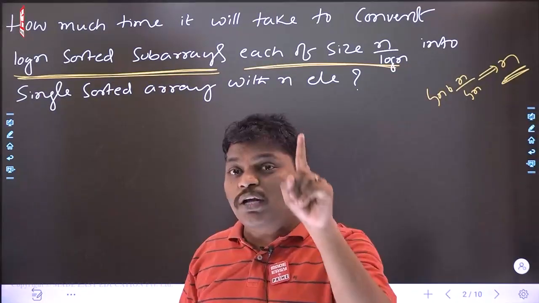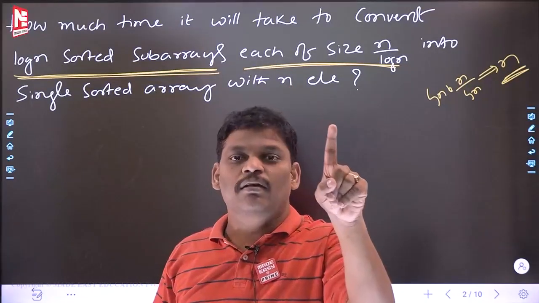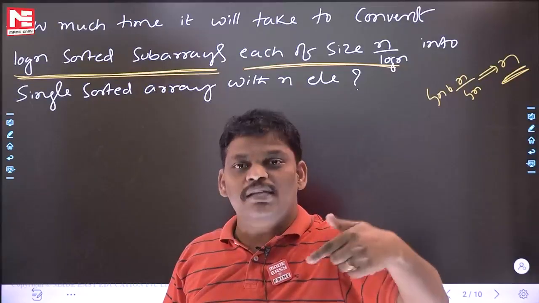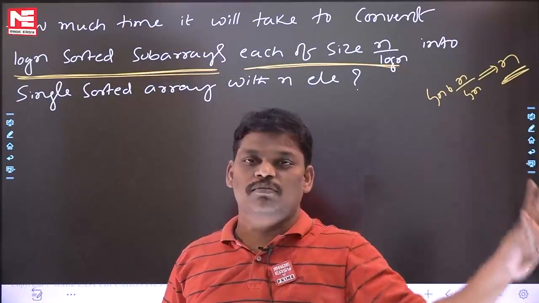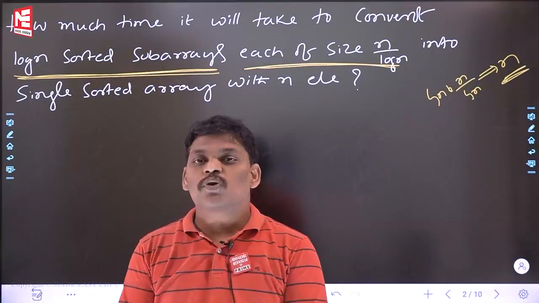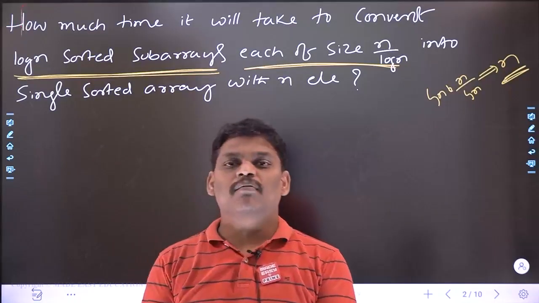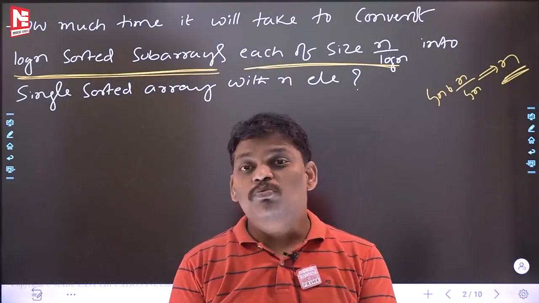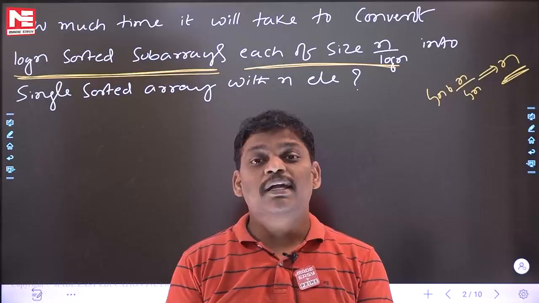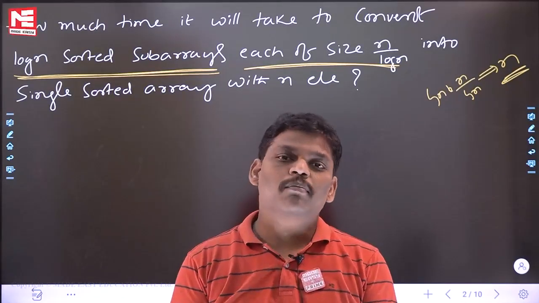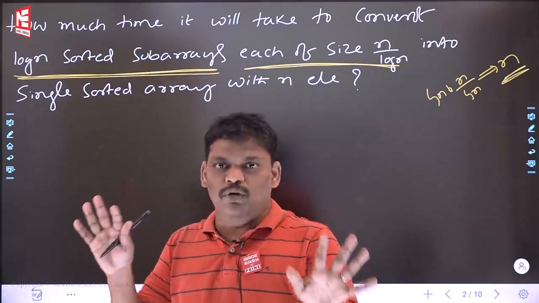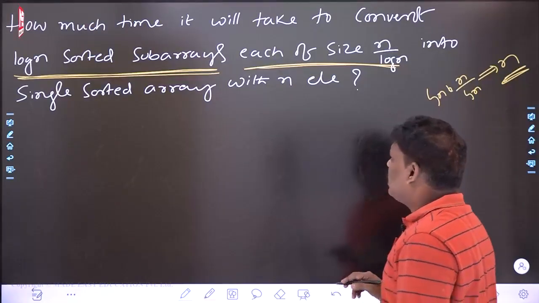Suppose the input is one sorted array, then the indirect signal they are giving is to apply binary search. If the input is more than one sorted subarray, the indirect signal is to apply the merge algorithm. Right? I will do that. How to solve this problem?